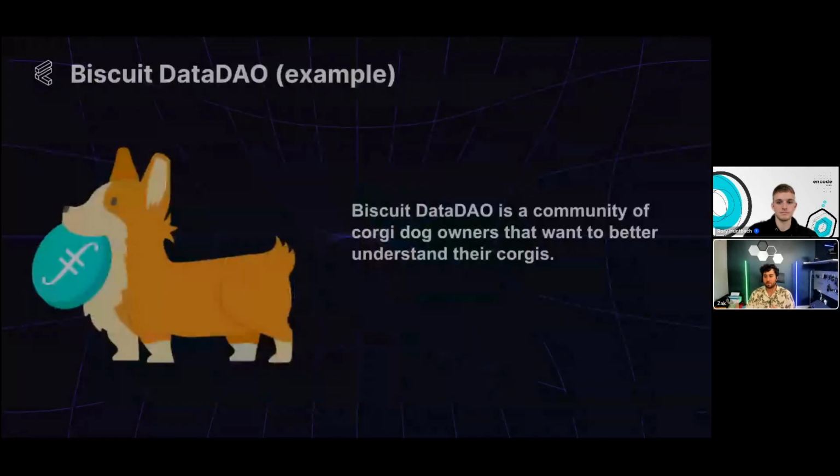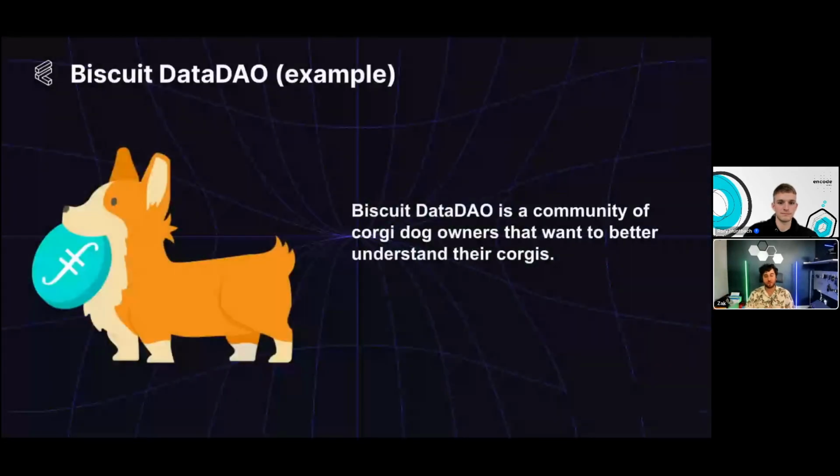So let's go over an example of what a DataDAO might look like. This is a fun example made by my colleague Sarah, and I'm actually working on programming an example of this DAO as we speak. Let's say there's a Biscuit DataDAO. If you don't know, Biscuit is the corgi mascot of the Filecoin blockchain. And Biscuit DataDAO could be a community of corgi dog owners that want to better understand their corgis, right? Like a bunch of enthusiastic dog owners. And trust me, I know a lot of dog owners are very enthusiastic about their dogs.